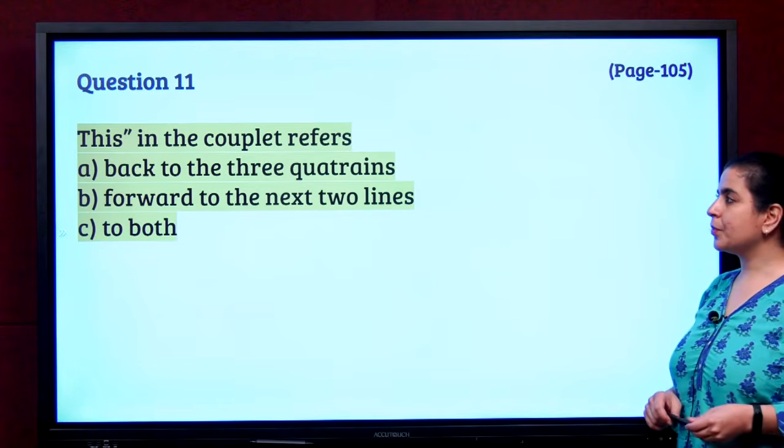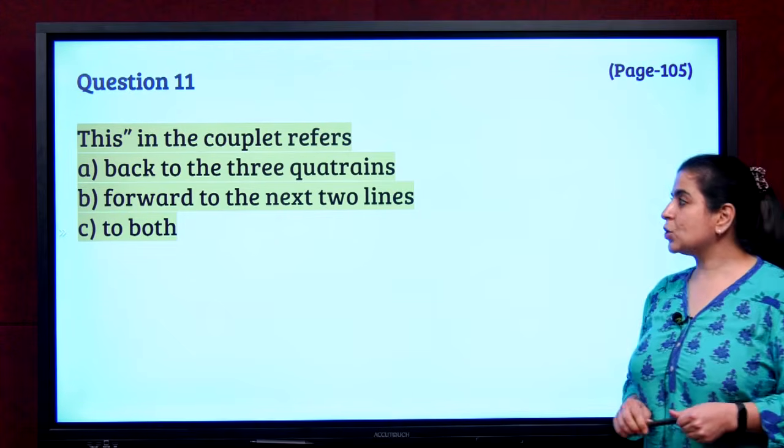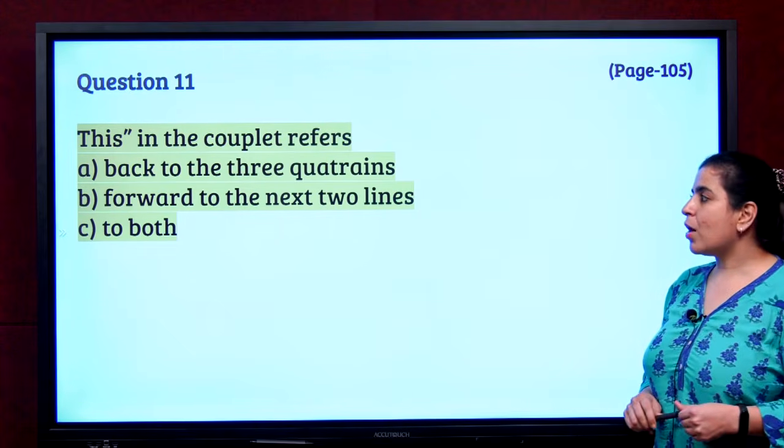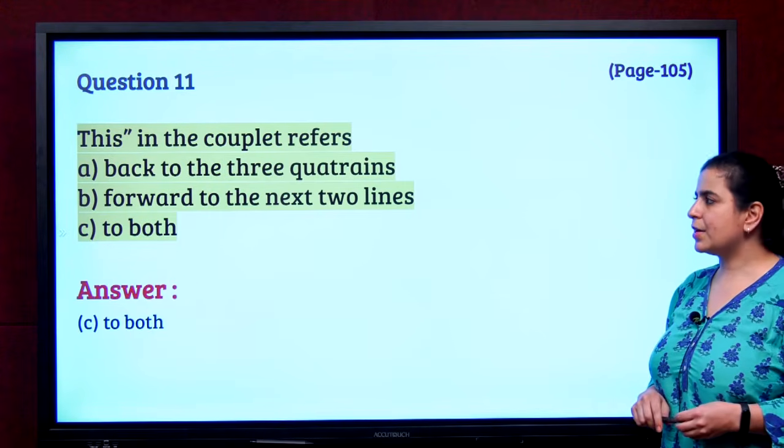Question number 11. This in the couplet refers back to the 3 quatrains, forward to the next 2 lines, or to both. It refers to both.